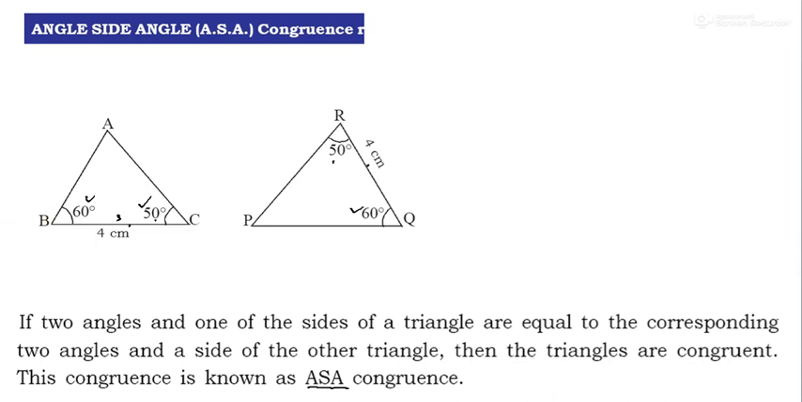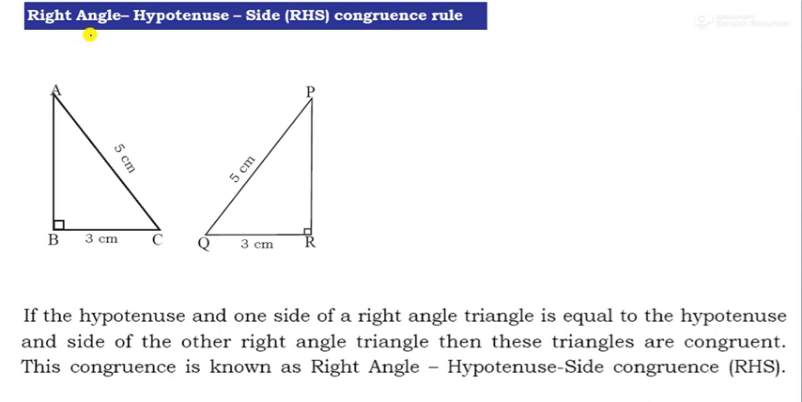So come to the next one. It is RHS. That is right angle, hypotenuse and one side. So that is called the RHS congruence rule. So RHS: right angle, this one is a right angle in both triangles, and hypotenuse, this is the hypotenuse, so both are equal, and one side, only one side, this one is equal. So that is the congruency of RHS.